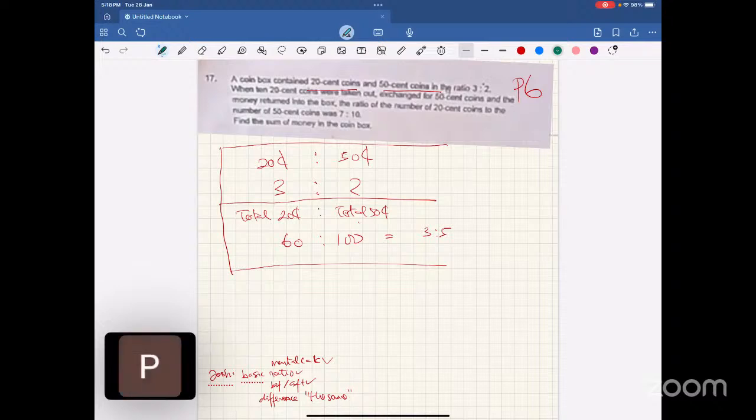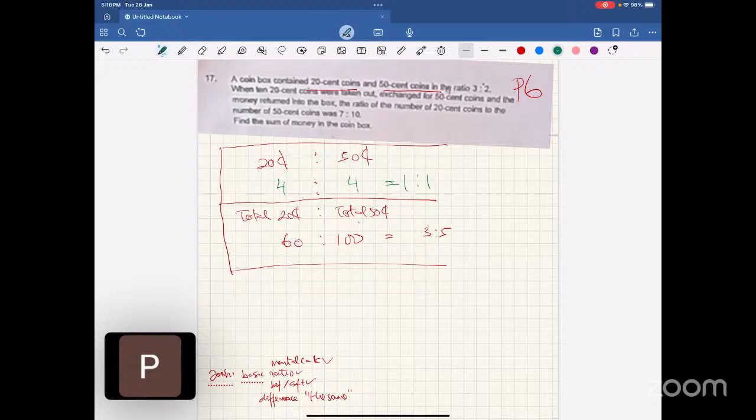Now, remember, Joshua, you know how money works. I'm not talking about something new. I'm talking about how money works, which you seem to know very well. Right now, our ratio of 20 cent to 50 cent coins is 4 to 4, or we call that 1 to 1. Agree?